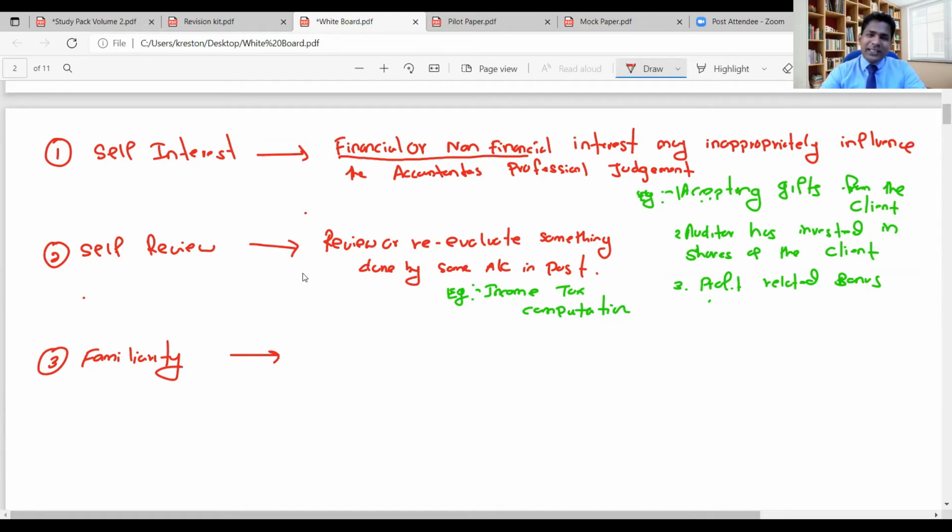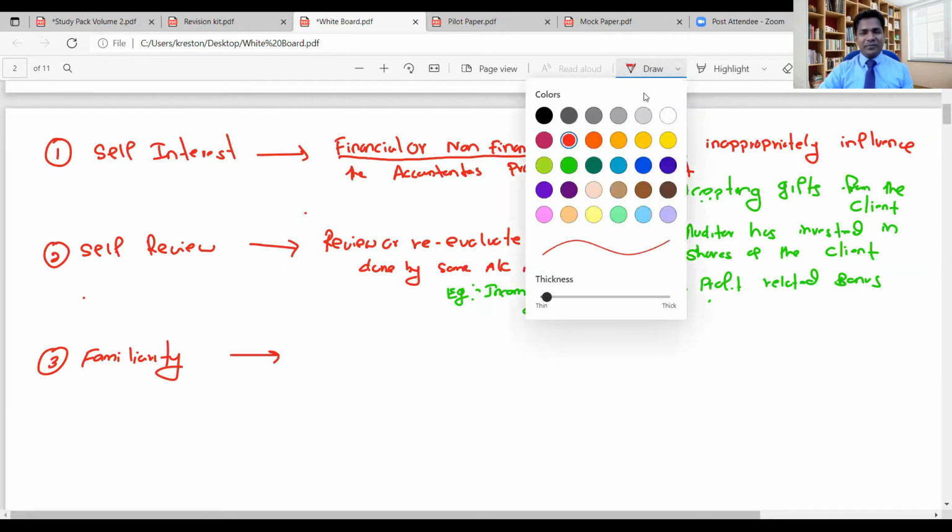But the problem is like this: when you are familiarized with people too much, they can change your decisions. They can change your decisions. How is it going to happen? Look at here.